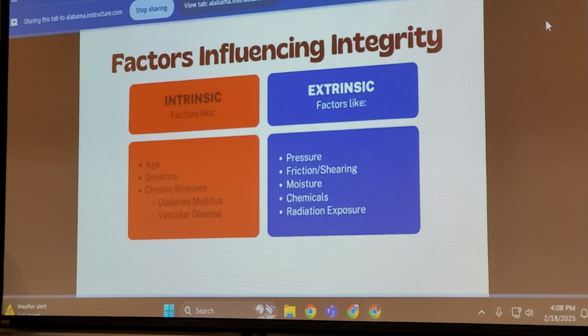Excessive moisture, so when in doubt, dry it out. Less layers is better. We can introduce them to chemicals, get chemical burns, radiation exposure for your cancer patients, or radiation from the sun. All sorts of things will break that skin down.